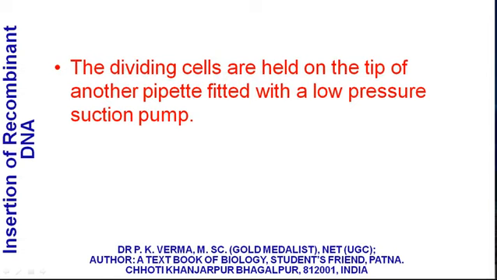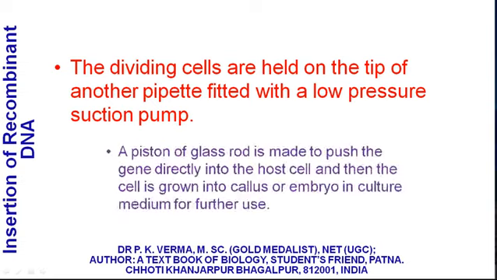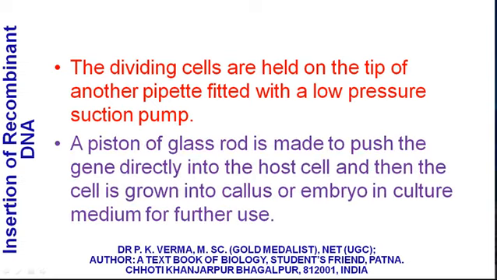The dividing cells are held on the tip of another pipette fitted with a low pressure suction pump. This other pipette is the holding pipette. It has a blunt tip. A piston of glass rod is made to push the gene directly into the host cell, and then the cell is grown into callus or embryo in culture medium for further use.